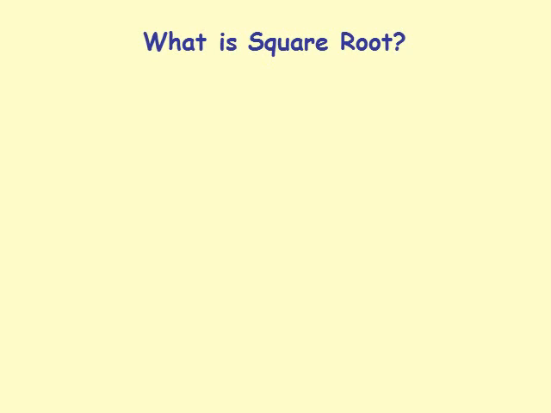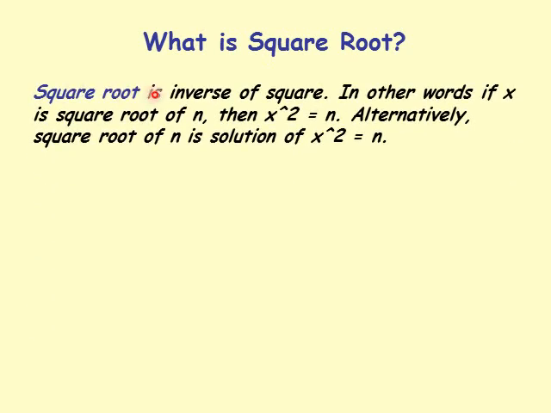What's a square root? A square root is the inverse of a square. In other words, if x is a square root of n, then x squared is equal to n. Alternately, the square root of n is the solution of x squared equals n. If we determine the value of x in the equation x squared equals n, we are trying to find a square root of n. Let's continue here.